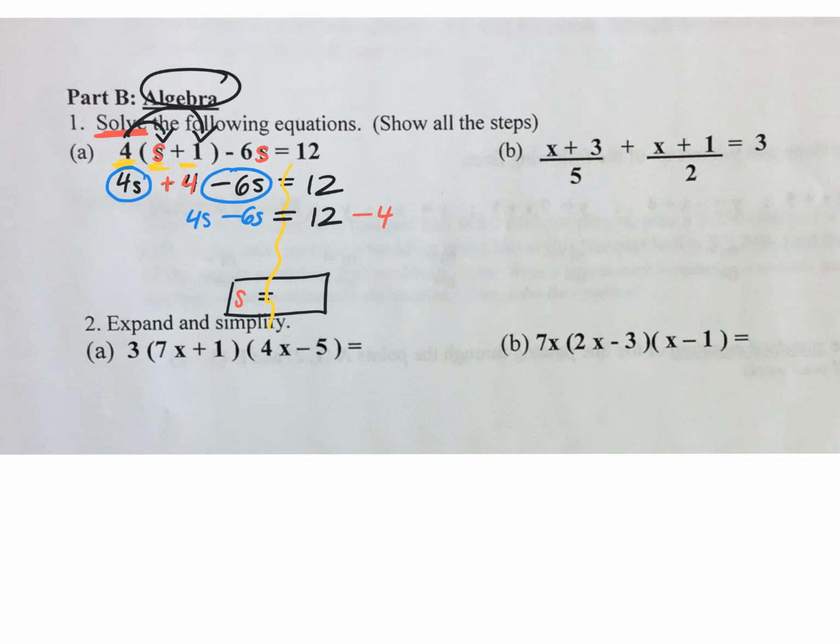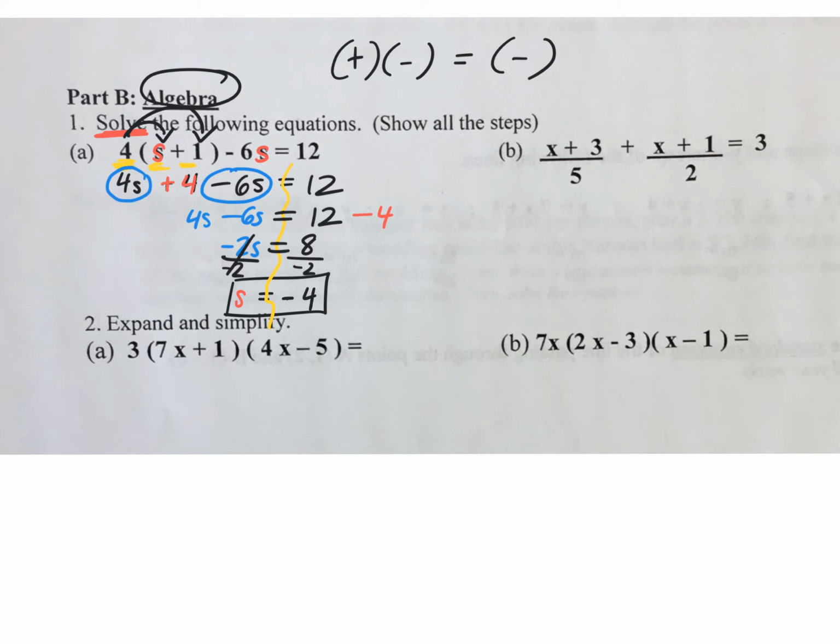Okay. So what's 4s take away 6s? Negative 2s. What's 12 take away 4? 8. Now how do I solve for s? Divide both sides by negative 2. That cancels out. I'm left with just s. Positive divided by a negative equals a negative. 8 divided by 2 is 4. So the final answer for that one was s equals negative 4.